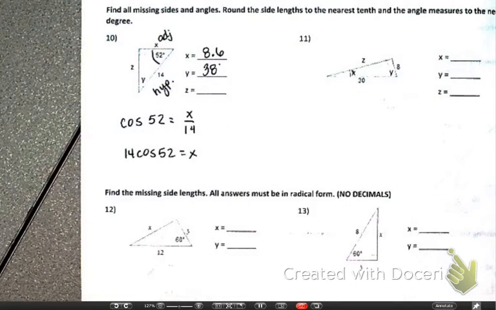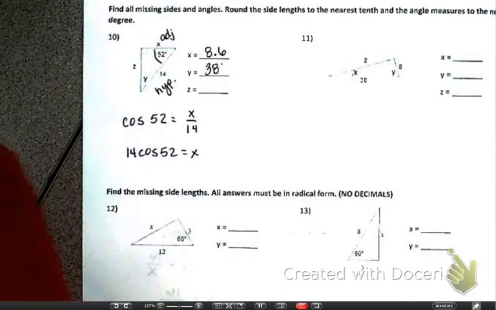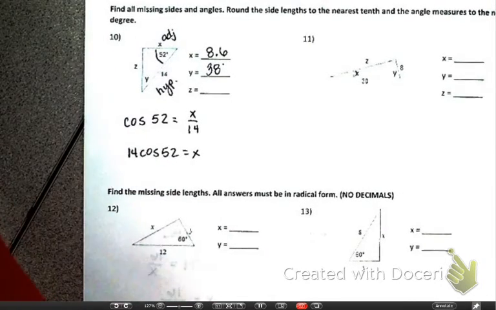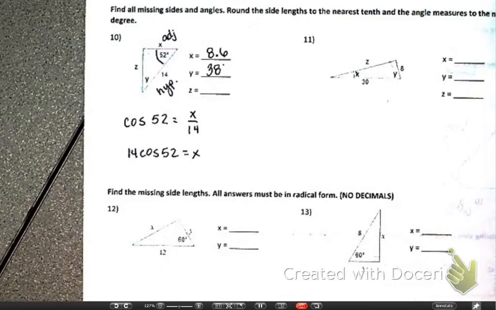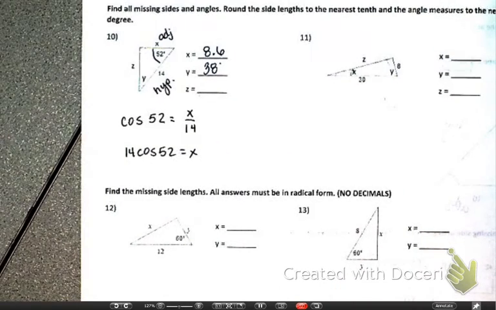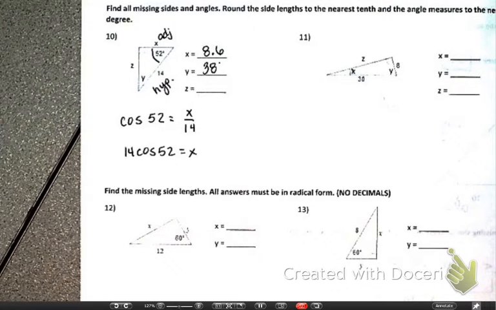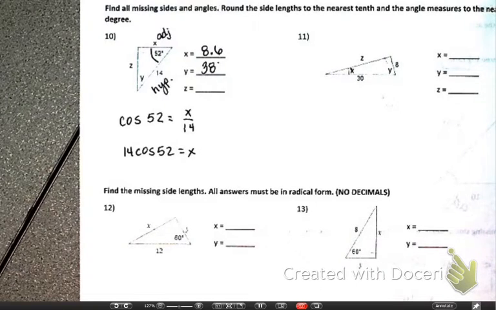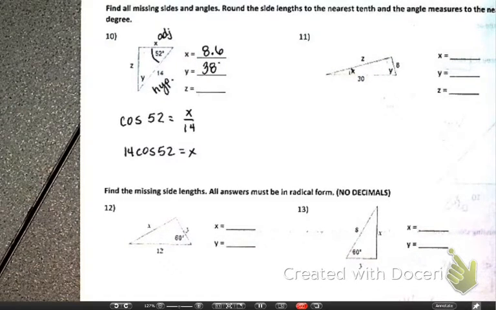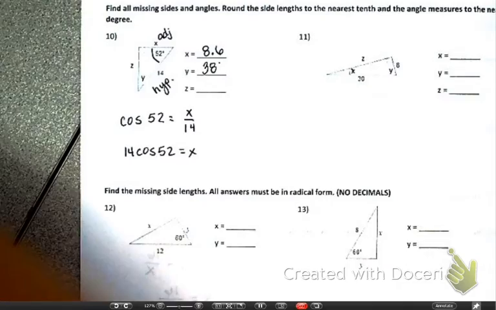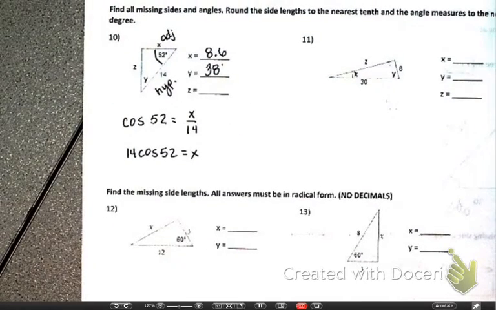Now I need to solve for z. We have a couple options. First option is to continue to use our trig functions. Pick a reference angle, pick the side you want to use, and do exactly what we just did. Does anyone know what a second option would be? Pythagorean theorem. Okay, because you have two sides of a right triangle, you can find the third side by using the Pythagorean theorem. You don't have to do it that way. You can use trig functions, but that is a second option. I'm going to stick with trig functions because I think it's quicker, but Pythagorean theorem is an option.